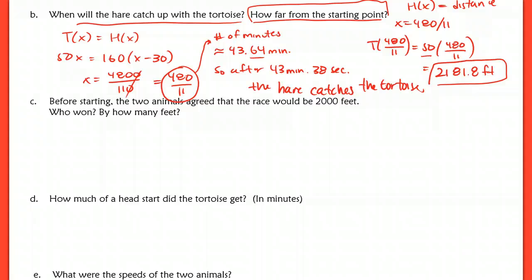So now when we answer this second part here, when it says before starting the 2 animals agreed that the race would be 2,000 feet, right away we can tell who won because the hare doesn't catch up to the tortoise until 2,181 feet. So the tortoise does win.